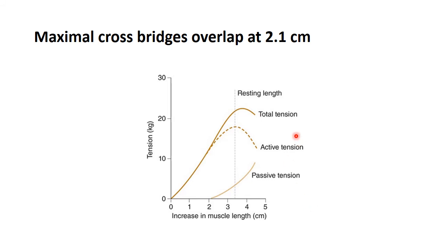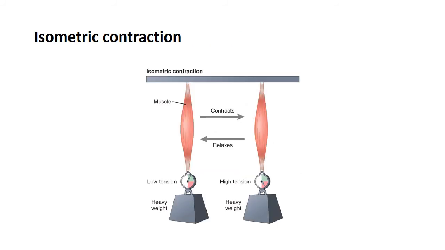So with maximal overlapping, there would be maximum active tension. This is the total tension and the passive tension. If we subtract the passive tension from the total tension, then maximal active tension can be estimated by maximal cross bridge overlap or the optimal length of the sarcomere. So it is clear from this diagram.